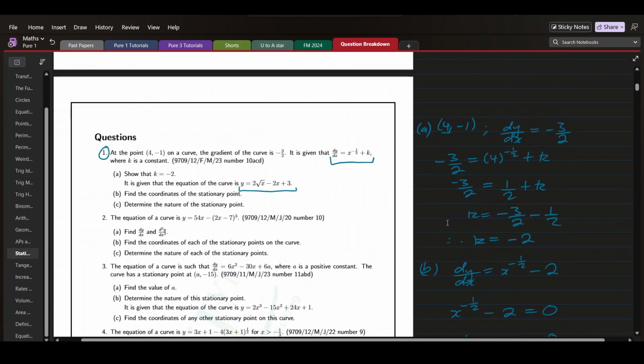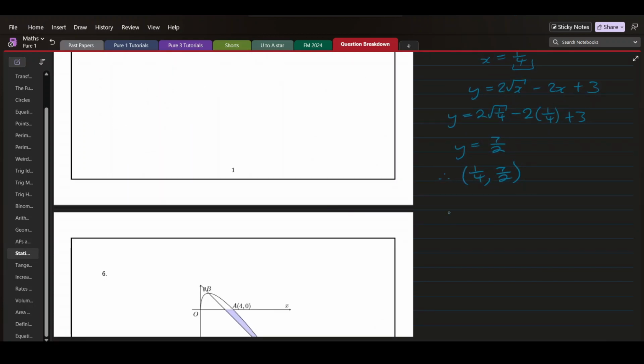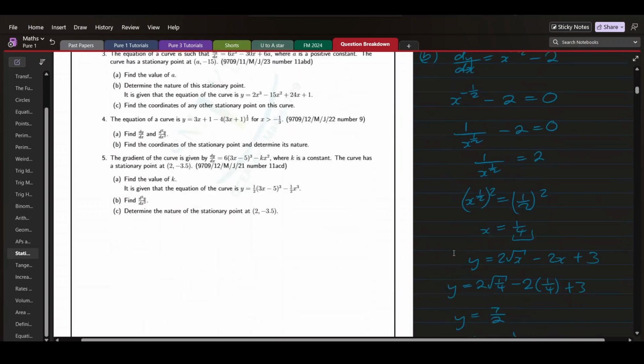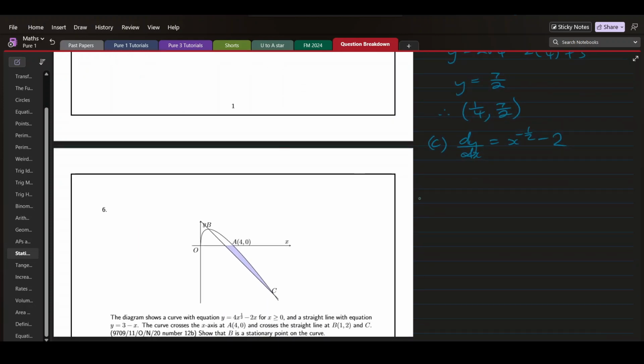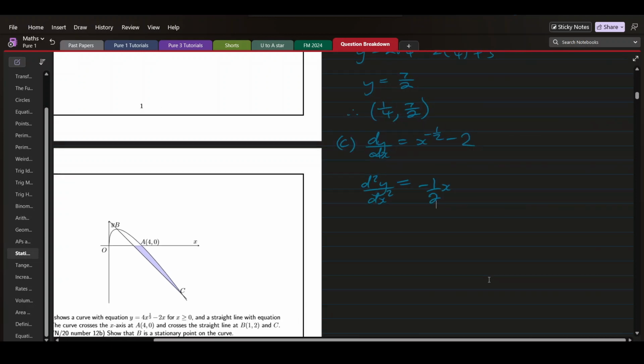Part C says determine the nature of the stationary point. So to be able to determine the nature of a stationary point, we need to find the second derivative. So our dy/dx is equal to x^(-1/2) - 2. Let me just verify if that's correct. Yes, it's correct. So we need to find d²y/dx², which is our second derivative. So let's bring down our power, -1/2 x, subtract 1 from the power, that becomes -3/2. Then the constant will become 0.